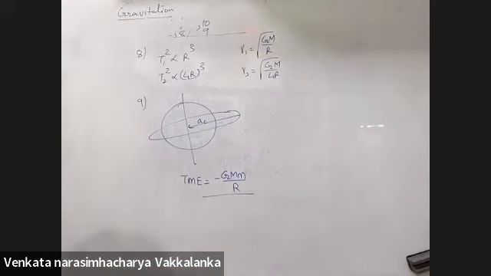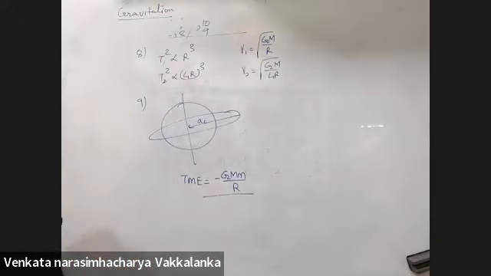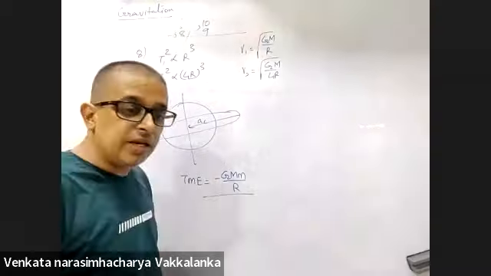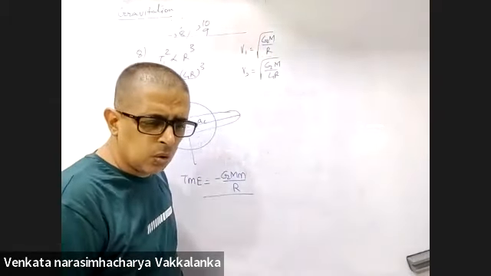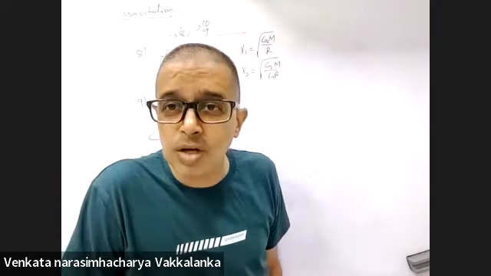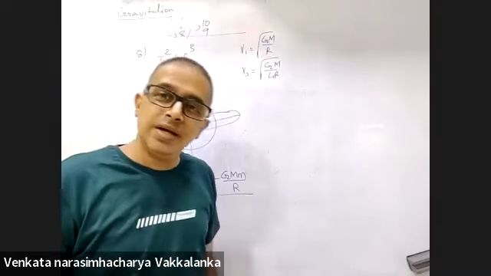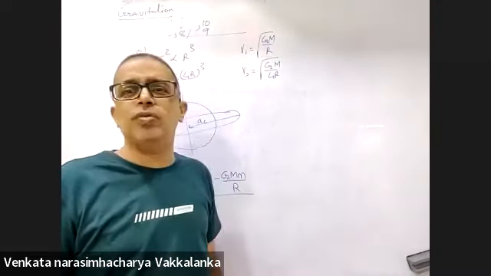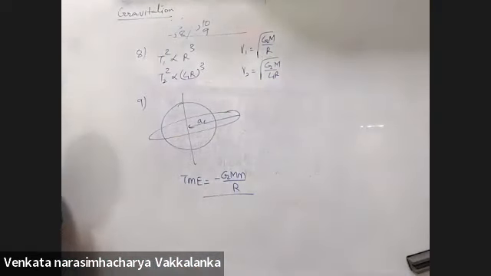Sir, but linear momentum remains constant in magnitude. If it is going in an elliptical orbit, linear momentum will not remain constant. Why? Linear momentum will not remain constant because the velocity keeps changing, the speed keeps changing. In an elliptical orbit the direction also changes. So linear momentum will not remain constant. Ninth question, did I answer your doubt?